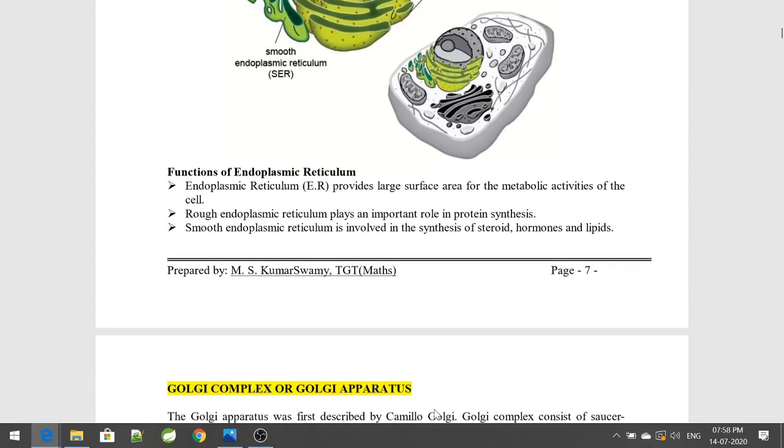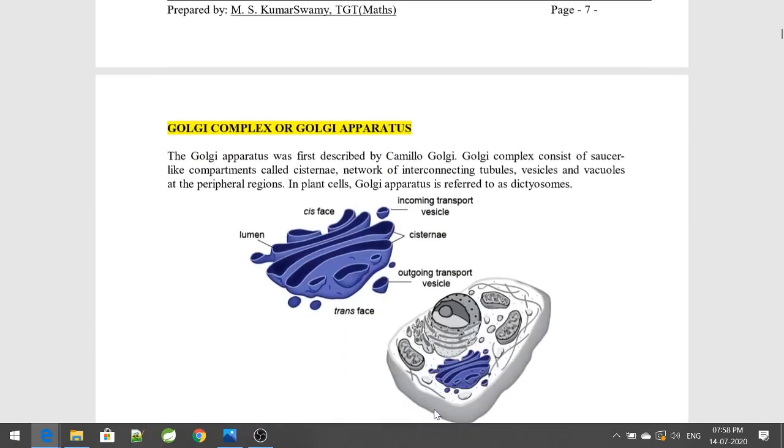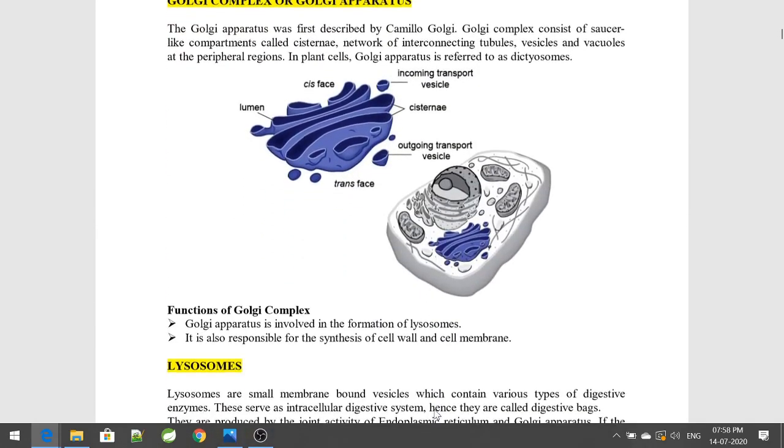Cell organelles: endoplasmic reticulum, smooth and rough. Just now we have seen. Function is also there. Golgi complex. See here, this is present near the cell membrane, and we can see these are called vesicles, and these foldings are called the cristae, cis face, lumen, trans face. Okay.